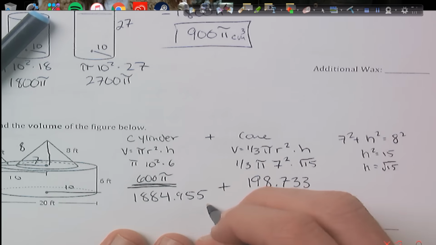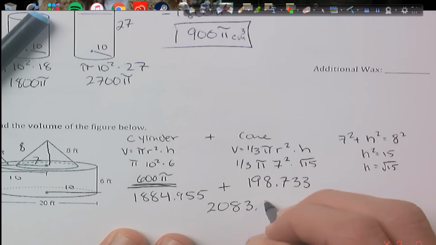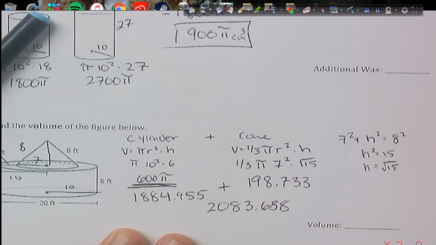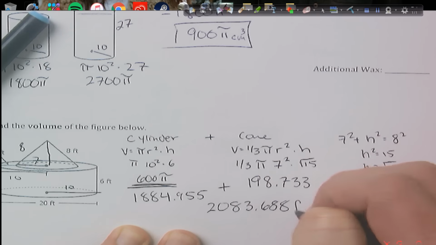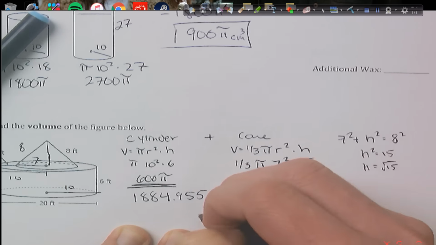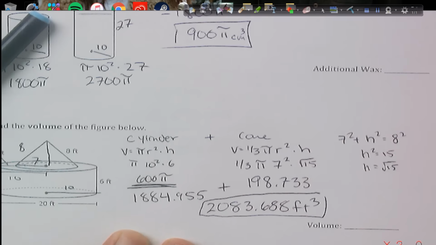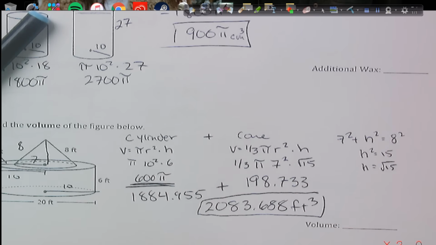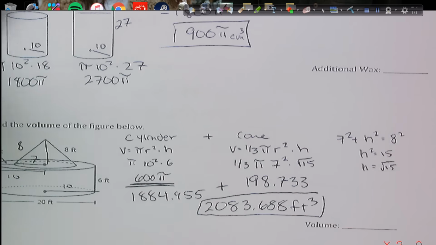And our final answer is 2083.688 if you go 3 decimal spots, cubic feet. So that one's kind of a tricky question, but we can still get it. Find the volume of one, find the volume of the other. We call that a composite figure. All right, home stretch.